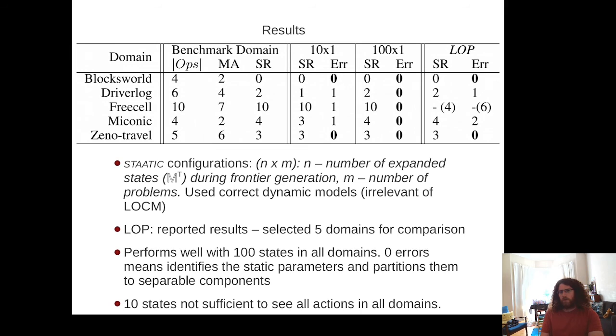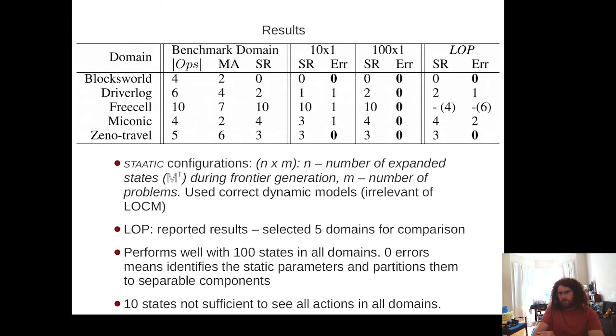So the results, we looked at static, which is our approach, and compared it to LOP. So static has 2 versions. In both cases we used one problem just because we didn't see anything interesting with more than one problem, but we had different numbers of expanded states. This is target model states, so we expanded all the reachable actions in the partial model for this number of target states, and this is 10 and 100.